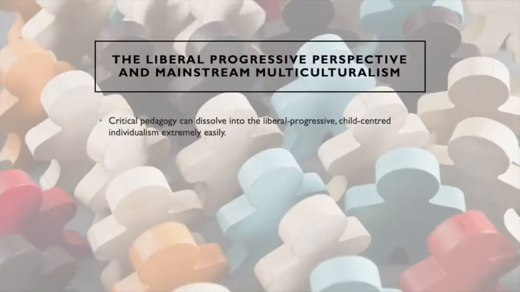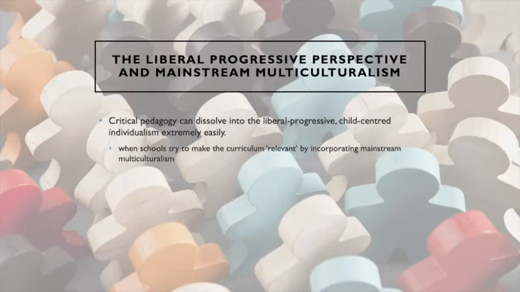Critical pedagogy can dissolve into liberal, progressive, child-centred individualism extremely easily. This happens when schools try to make the curriculum relevant by incorporating mainstream multiculturalism that does not promote a critical gaze or seek to move beyond the felt needs of relevance.